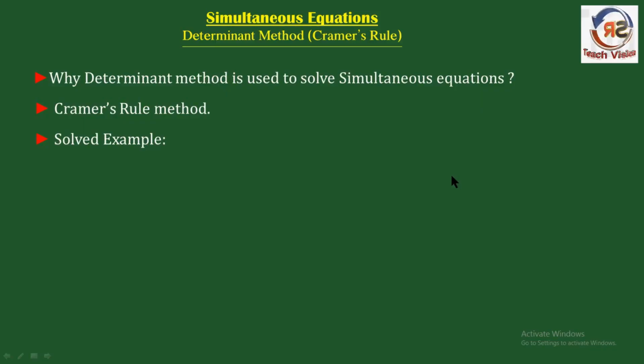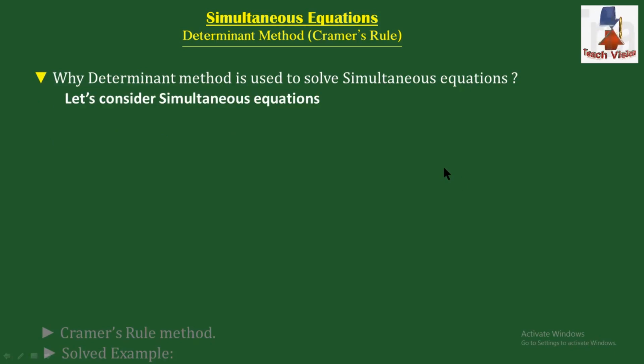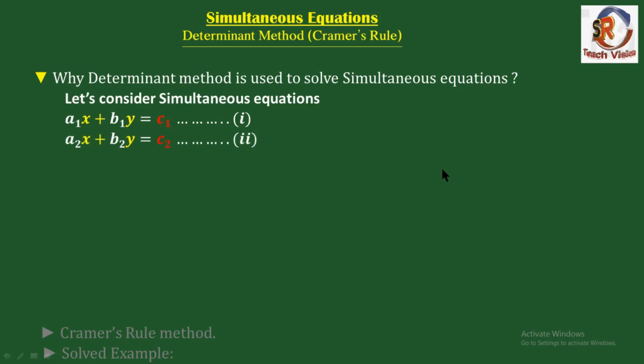Let's start with first point. Why determinant method is used to solve simultaneous equation. Let's consider the two simultaneous equations in its general form. a1x plus b1y is equal to c1. This is our first equation. And second is a2x plus b2y is equal to c2.